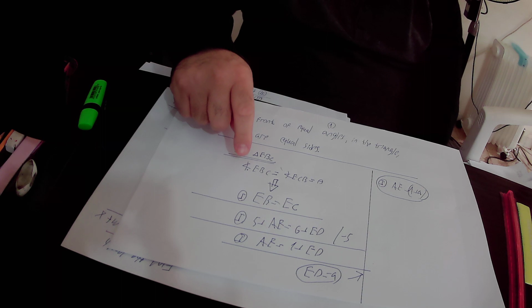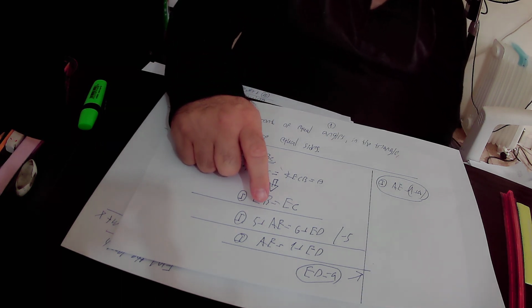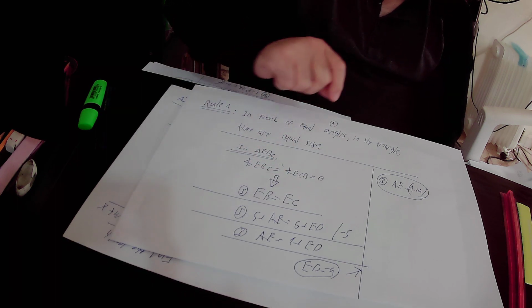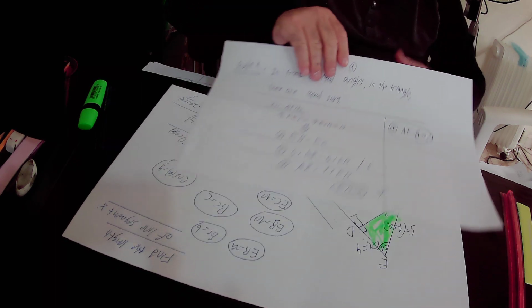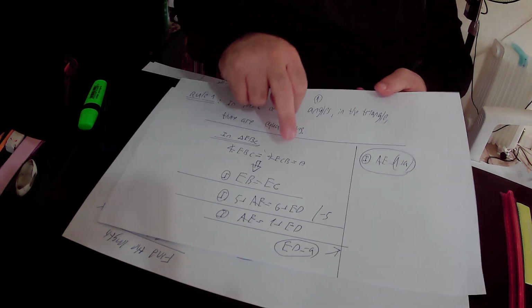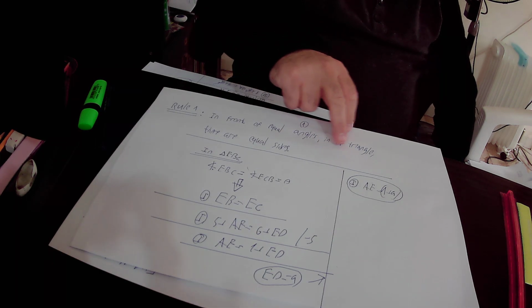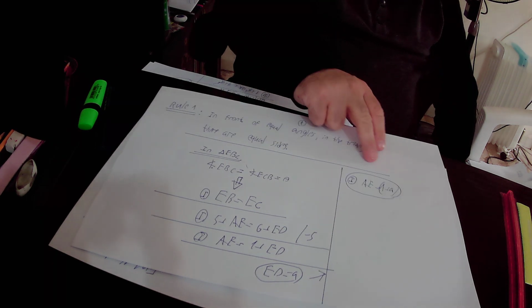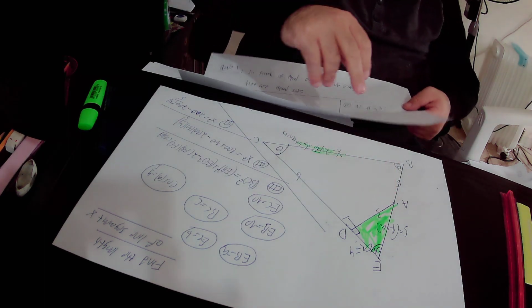We subtracted 5 from this equation number 1, and we found out that AE equals 1 plus ED. Then we defined ED as a. Here, ED equals a according to our definition, and we substituted ED by a in equation number 1, and we got that AE equals 1 plus a.